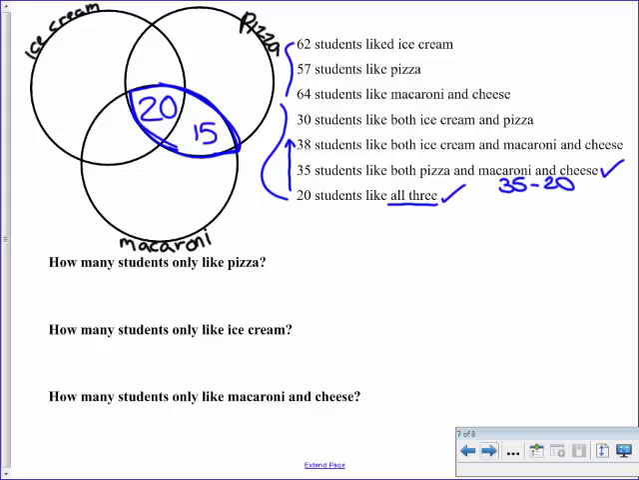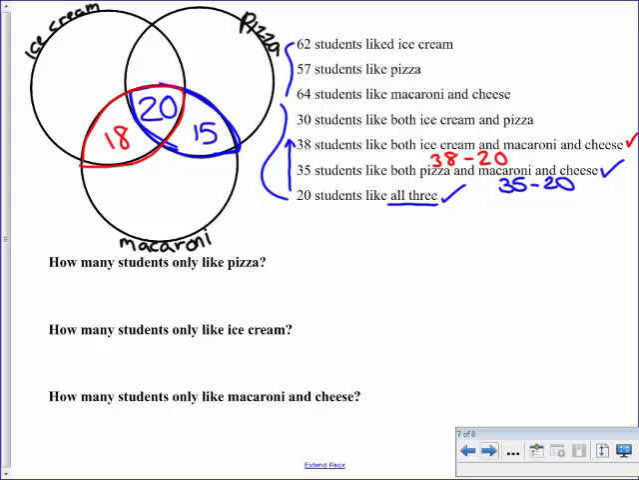Let's continue to work our way up. 38 students like both ice cream and macaroni and cheese. So let's look at the intersection of ice cream and macaroni and cheese. That's what I'm highlighting here. Once again, there's already 20 there. So when we are going to figure this one out, we do 38 minus the 20. So that part of the bubble will be 18. And lastly, I'm going to use the green here. Let's check off that we've done this one.